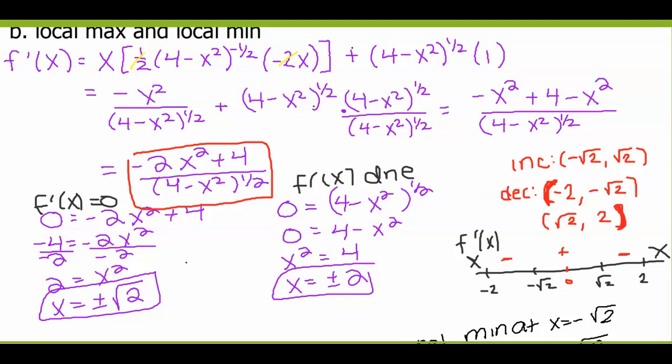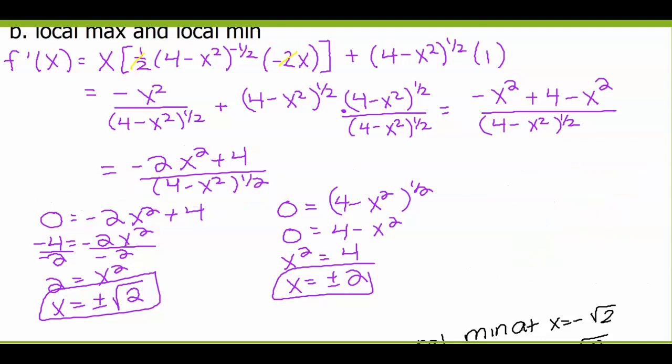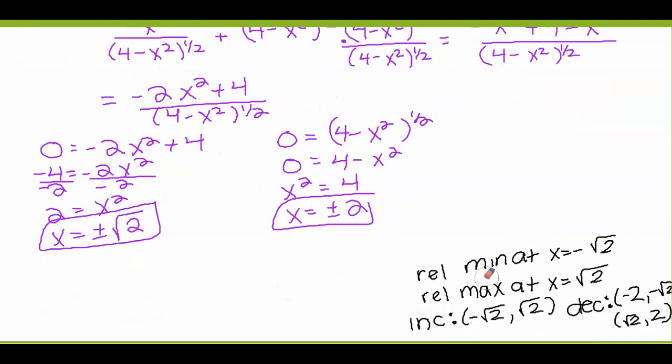And then local max and mins. Well, we can see here that if this is going down and then up and then down, we have a min at negative root 2 and we have a max at positive root 2. So again, relative min at negative and a relative max at positive. And we are going to stop there for today.